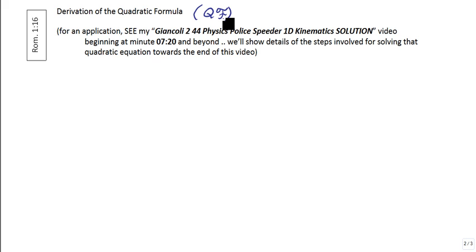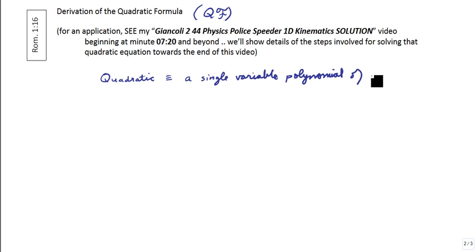Okay. Now, let's begin at the top. What is meant by a quadratic equation, or just the word quadratic in itself? Here, in this context, when we say quadratic, what we're really saying is we're talking about a single variable polynomial of degree 2.